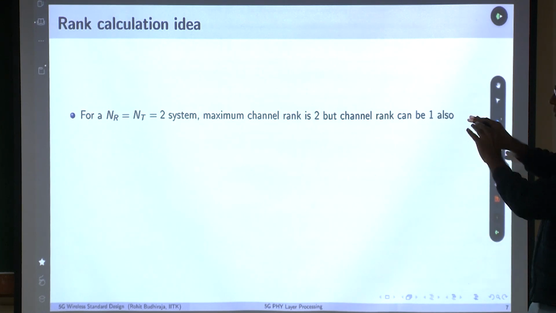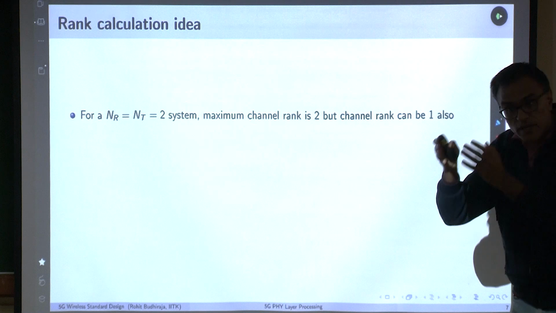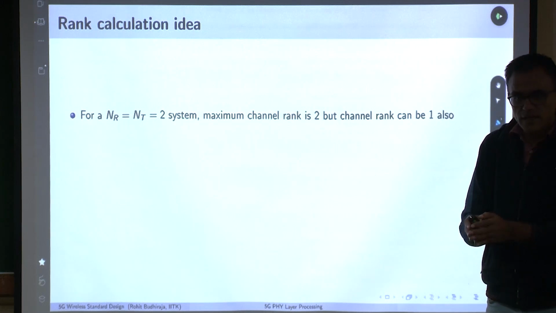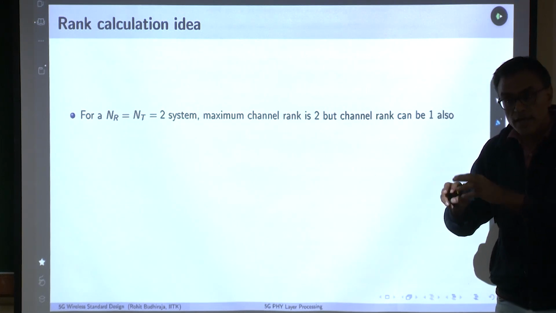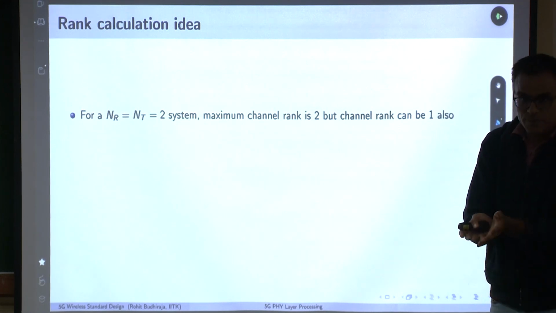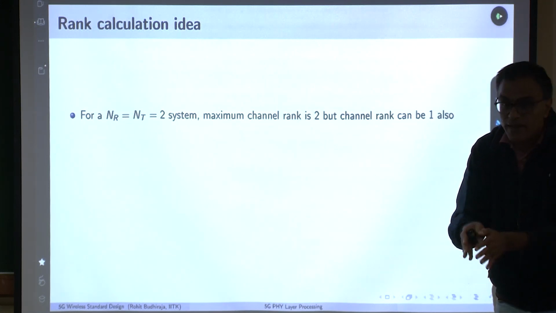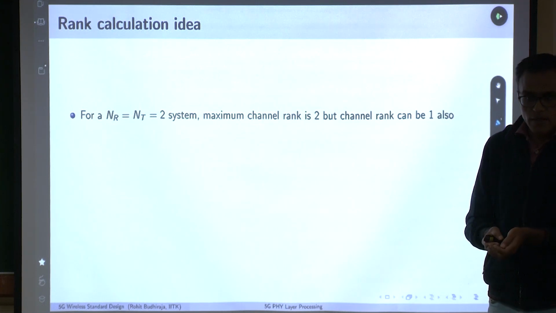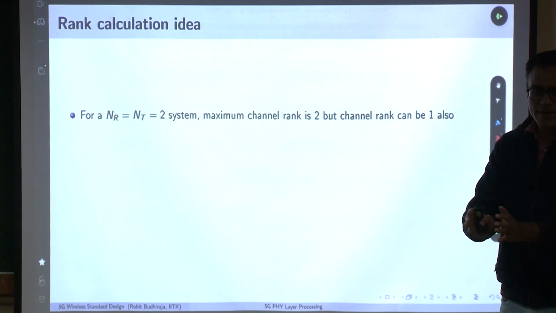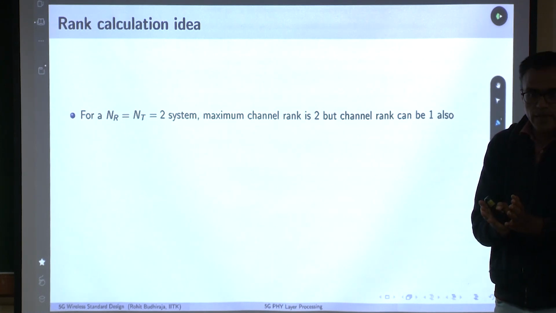Now I am bringing in this notion for the first time, that this rank can be 1 or 2, and it could happen in practice also. The user may observe a channel whose rank, even though the transmitter has 2 antennas and the receiver has 2 antennas, is not guaranteed to always be 2. Because the channel could be such that these two columns are dependent on each other. It could happen. How can it happen? I am not going to discuss that in detail here. We don't have time. But the rank can be 1 or 2. That's the problem.